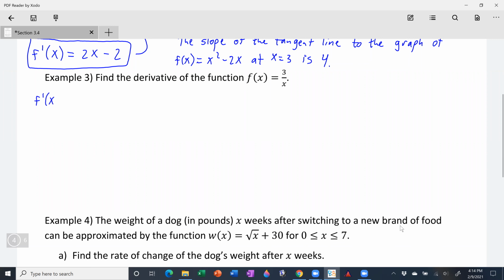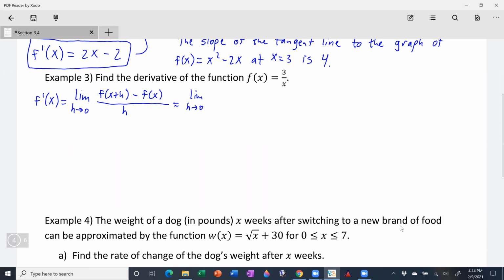f prime of x, and so I'll go ahead and write the definition each time. The limit as h goes to 0 of f of x plus h minus f of x over h. So just so that we can memorize that definition. Okay, and again, write the limit each time until the end.